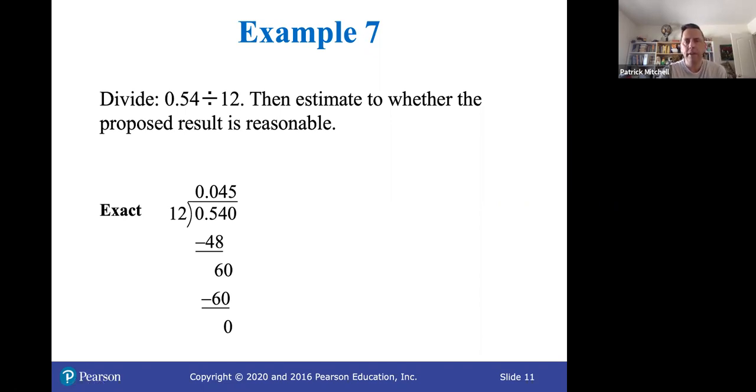And for the estimate on this one, they rounded 12 to 10, and they rounded 54 hundredths to 50 hundredths. 10 into 50 hundredths goes 5 hundredths, and that is pretty close to 45 thousandths. Okay, so remember, going back a few sections to comparing decimals, it's easy to see that this and this are pretty close together if you tack a 0 onto the end of 5 hundredths. All right, 50 thousandths versus 45 thousandths. It's pretty close.